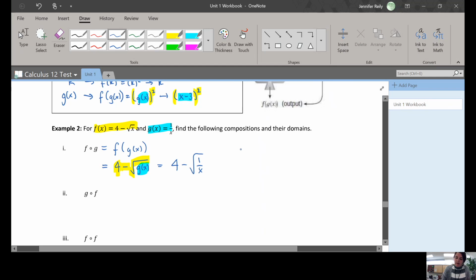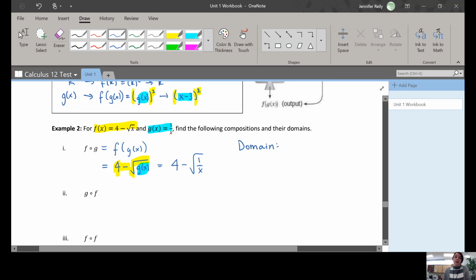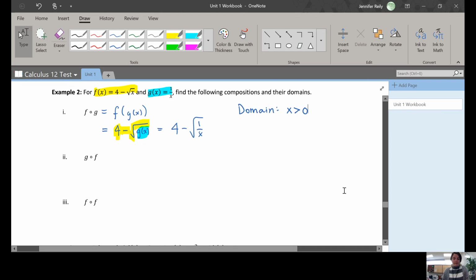We need to write the domain now, just because we want to practice writing domain. There's a square root there, which we have to make sure is positive. And also the x is in the denominator, so we cannot have it be 0. So x must be greater than 0, and not equal to 0 because you can't divide by 0. Okay, next one. This time we're going to have g of f of x.